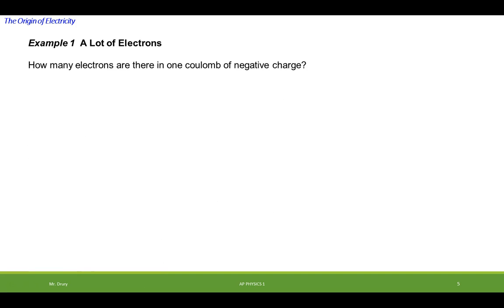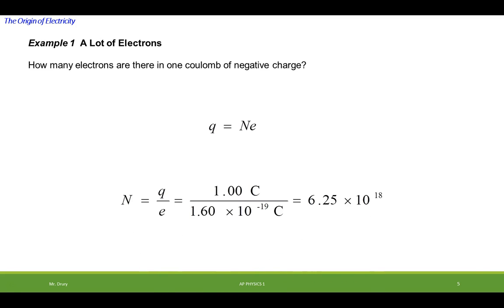Alright, so let's try an example. How many electrons are there in 1 coulomb of negative charge? We know that net charge is equal to the number of charges times the elementary charge. We solve that for the number of charges. We take the net charge as 1 coulomb divided by the elementary charge. Now, these actually both should be negative, but since we're only looking for magnitude, I left them out. That comes out to an answer of 6.25 times 10 to the 18th electrons to make up 1 coulomb of charge. As a matter of fact, that would be the same number of positive charges needed to make up 1 coulomb of positive charge.